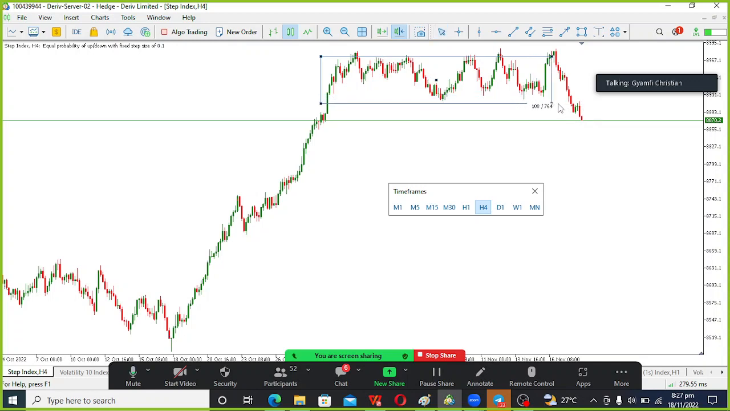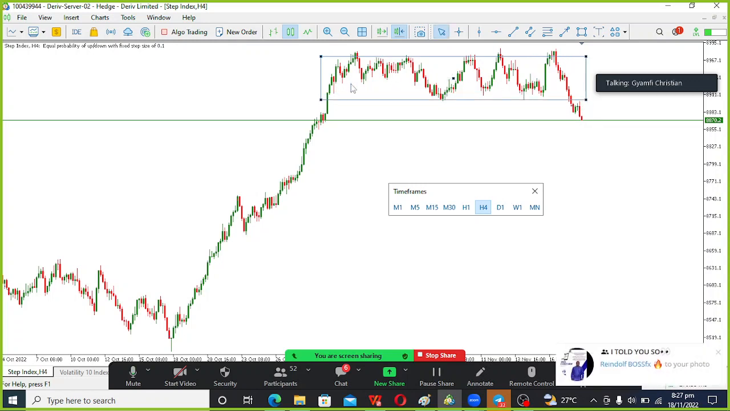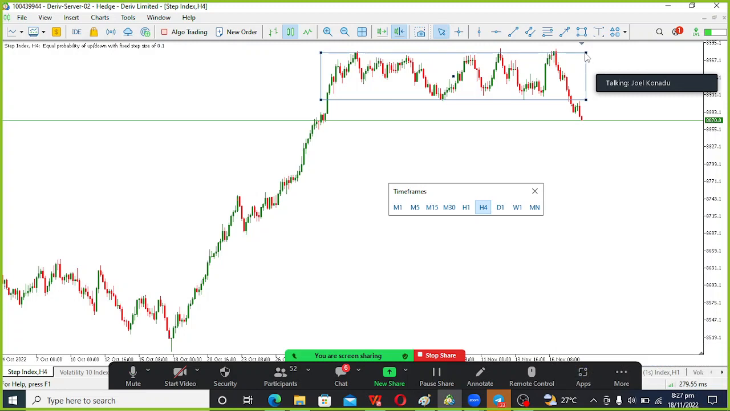So now, if Joel is here, this is a sideways market from this area up to this area. You can see this bearish candle, this red candle, was able to pass through the support, and then the confirmation candle closed below the previous one. Are you guys with me? Yes, we are with you, sir.